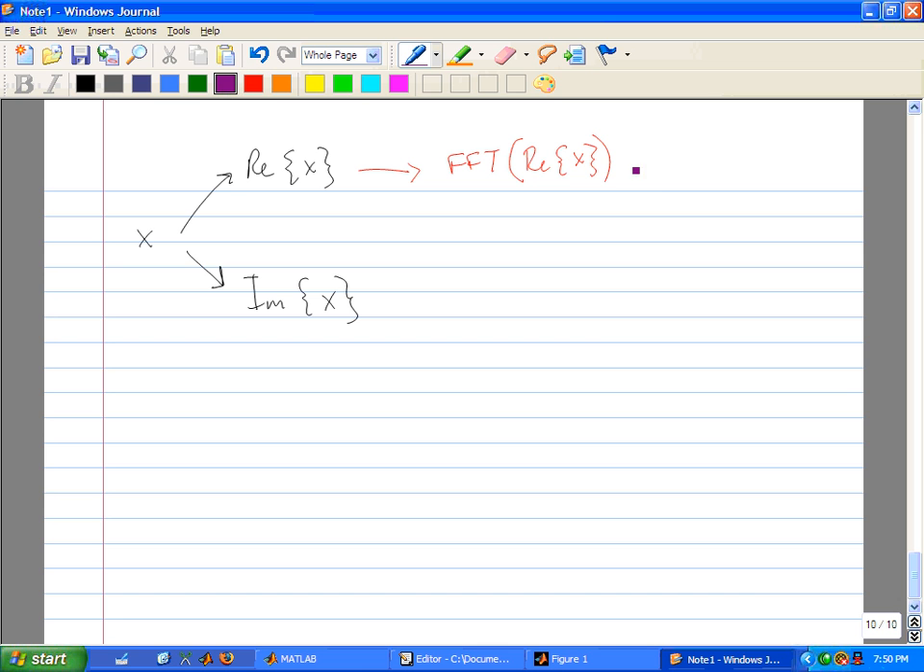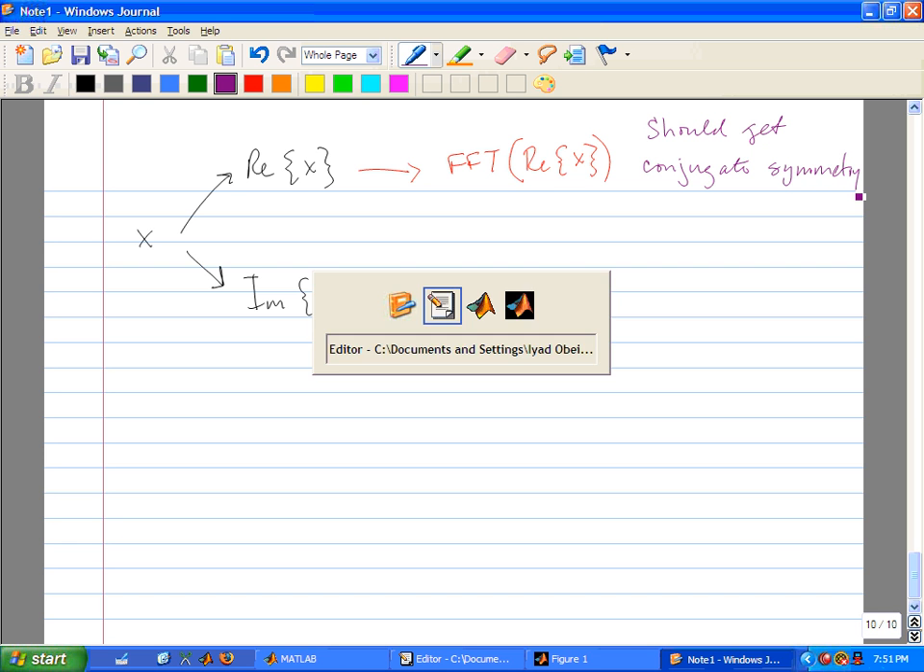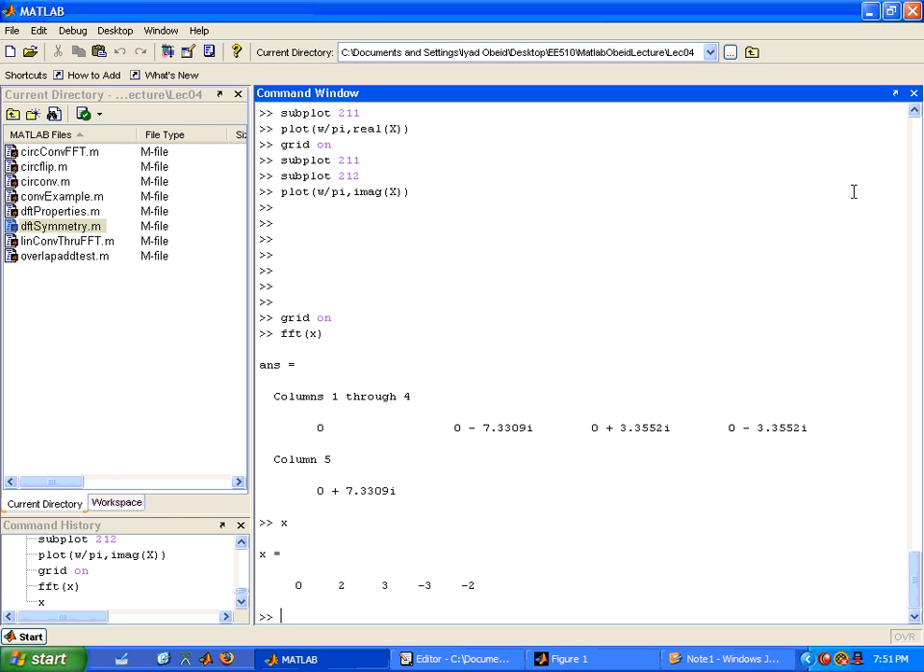Okay, let's give it a shot. The book predicts that if we take the Fourier transform of the real part of a signal, we should get conjugate symmetric. Conjugate symmetry. So let's try that now.